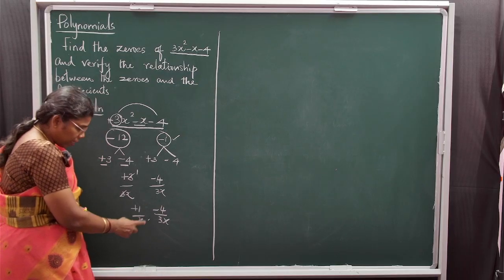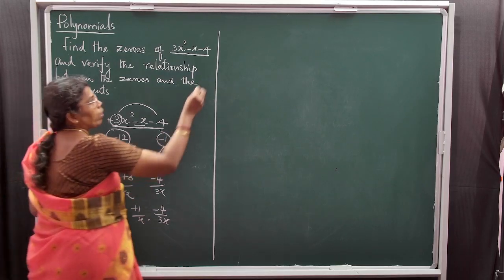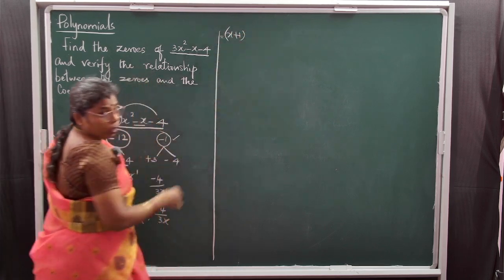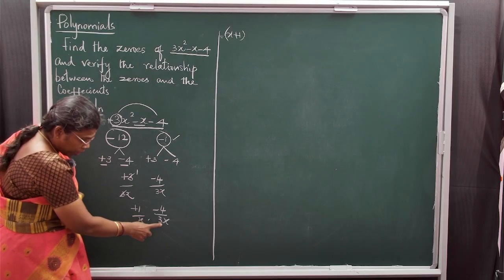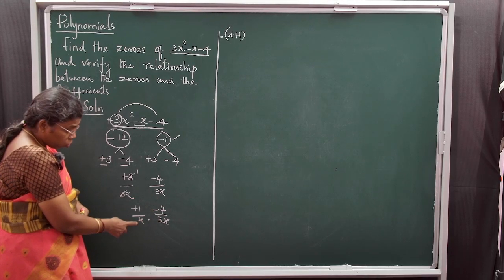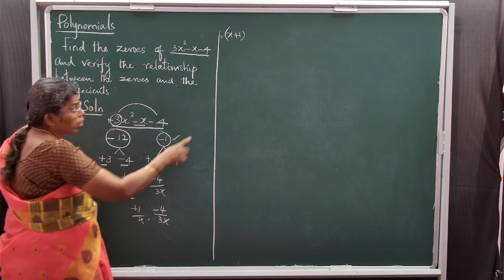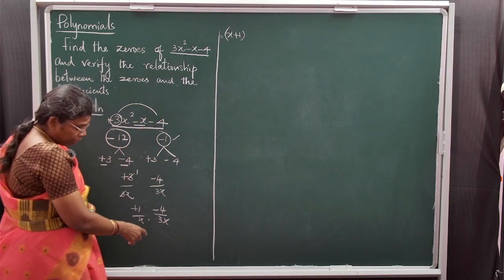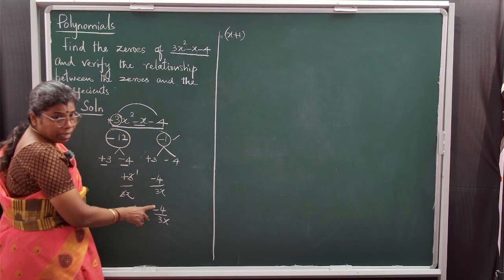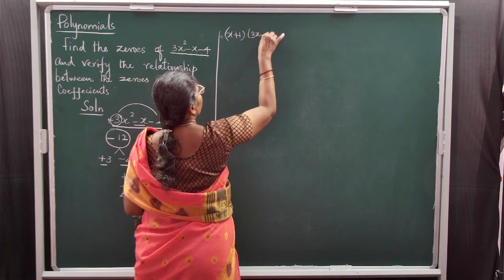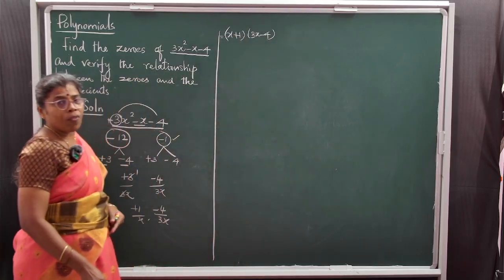Now this you write as x plus 1, which is equal to x plus 1 in one bracket. The other one is 3x minus 4. Start from the denominator. Here I have x, here I have plus 1, so x plus 1 in one bracket, and here I have 3x, here I have minus 4, so 3x minus 4 in another bracket. This is nothing but the factorization.